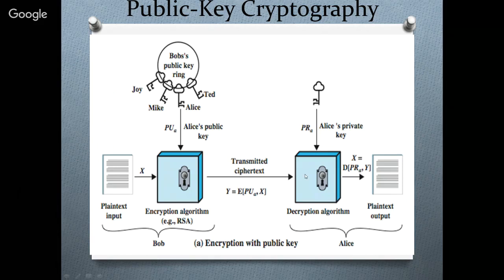At the destination, as the ciphertext has been received at the receiver side, Alice will use her private key, which has not been shared. That private key will unlock the ciphertext and get back the plain text.